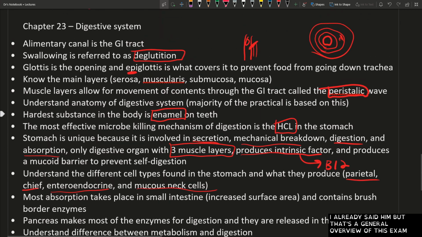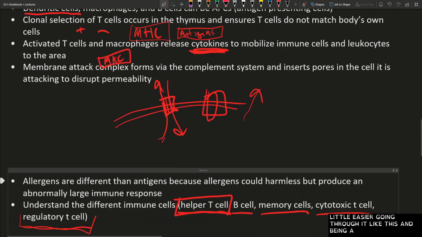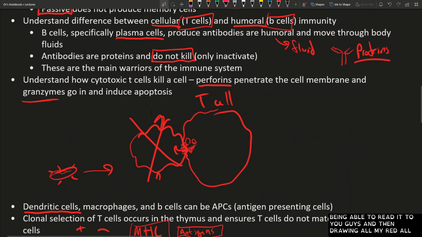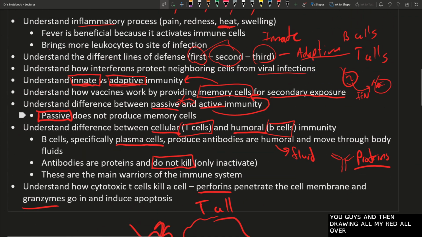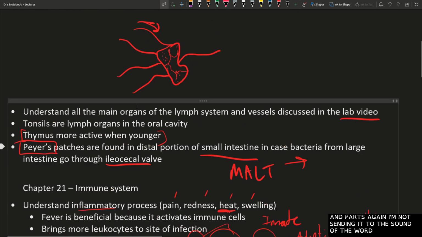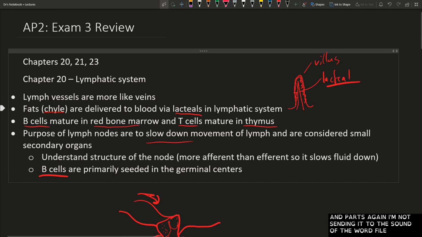I thought this was a little easier going through it like this and being able to read it to you guys and then drawing all my red all over it. So I hope this helps. And then you can also pause this in parts. Again, I'm not sending this out as a Word file. Just continue reviewing and go through it and so forth. But you could take notes on this and so forth.